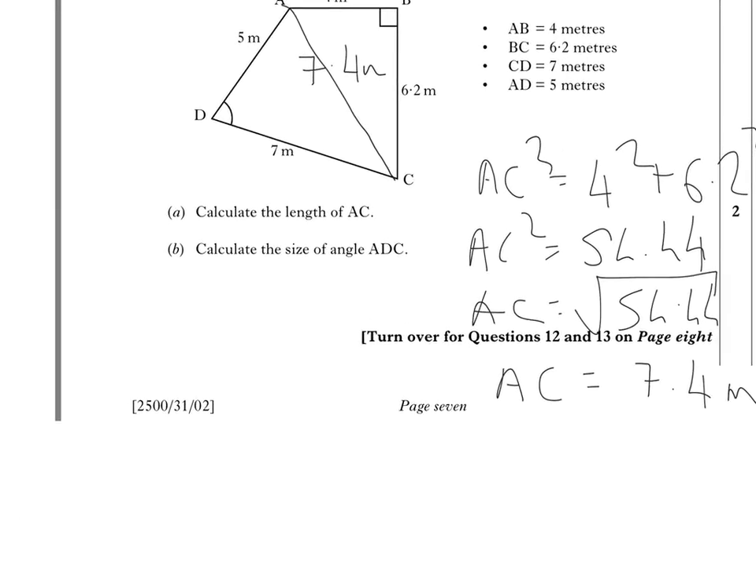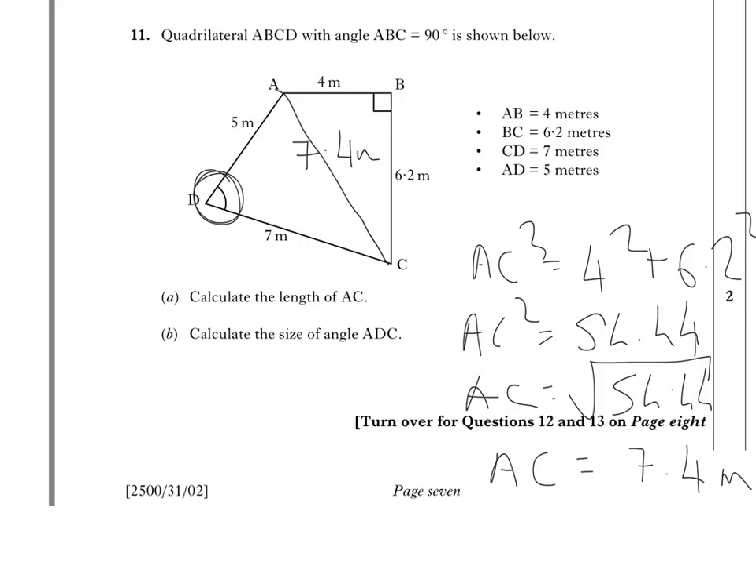Part B says calculate the size of angle ADC, which is this angle here. So I would immediately identify that now, after getting a bit of support from part A, as a cosine rule for an angle question. So I've got three sides and I'm looking for an angle, and I would interpret that as cosine rule for an angle. Remember, your sine rule and your cosine rule formulas are on the formula sheet.